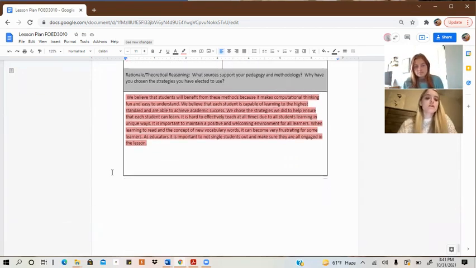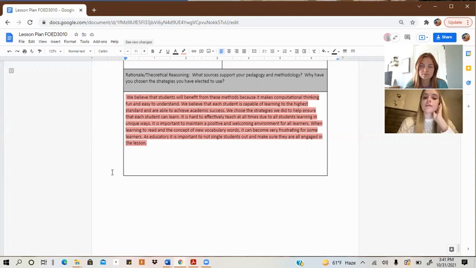Going back to our rationale, we believe that all students will benefit from these methods because it makes computational thinking fun and easy to understand. We believe that each student is capable of learning to the highest standard and able to achieve academic success. We chose the strategies we did to help ensure that each student can learn.